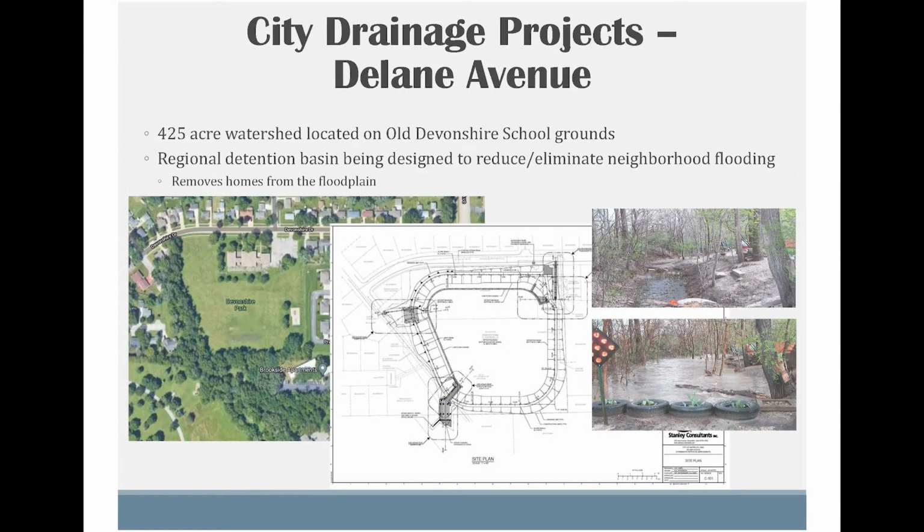Another project that's in the works to get designed: there's a 425 acre watershed located on old Devonshire school grounds. The plan here is to design a regional detention basin to, again, help reduce and eliminate some of the neighborhood flooding that's going on in that area. It also is going to remove some of the homes from the floodplain. You can see in the picture on the right some of the flooding issues that they've had in those areas previously.